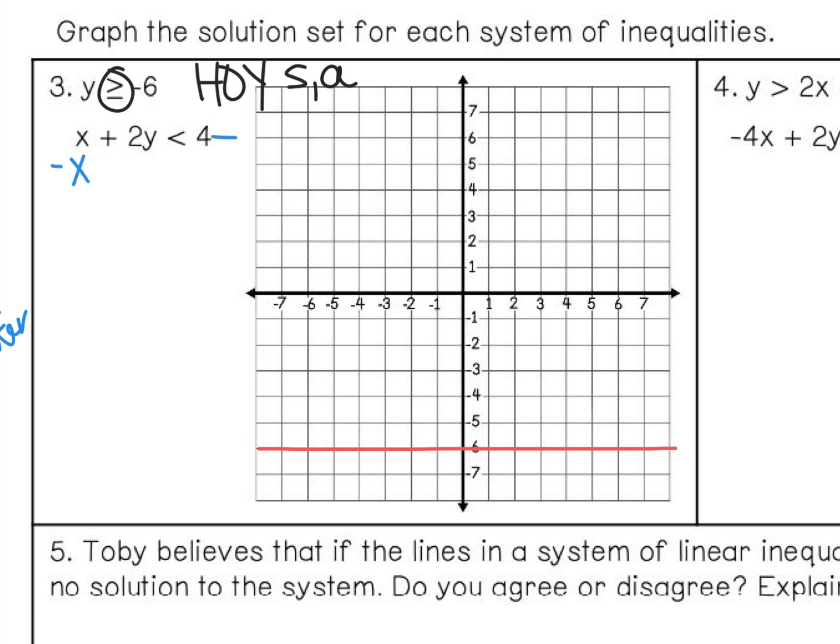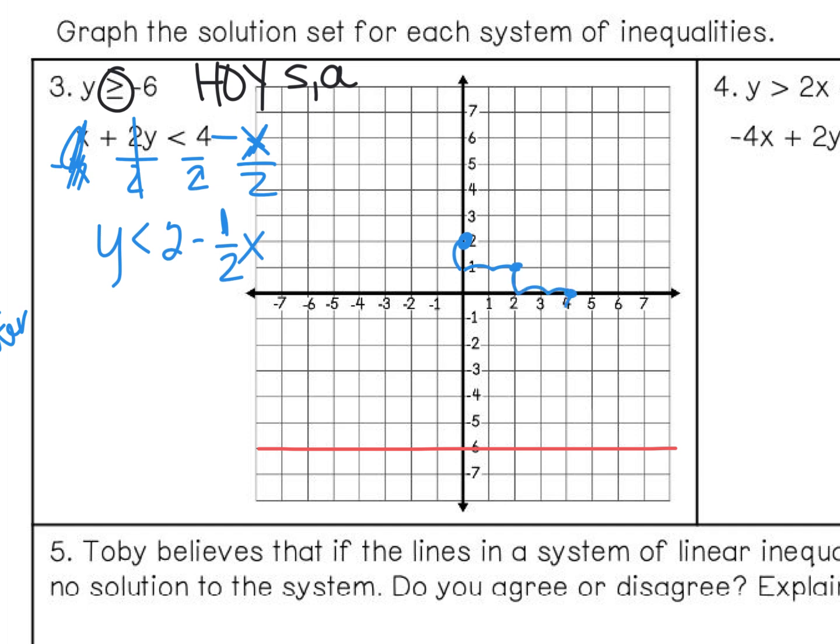So what do we do first? Minus x. What happens with this 2? We divide everything by 2. Now, we did not divide by a negative, so that inequality is still going to be a less than. 4 over 2 is 2. My slope is -1/2 x. So now we're starting up here at +2. We're going to go down 1 and over 2.